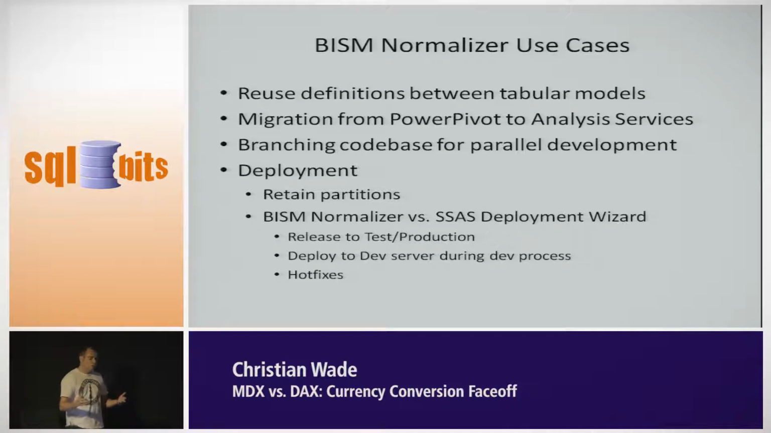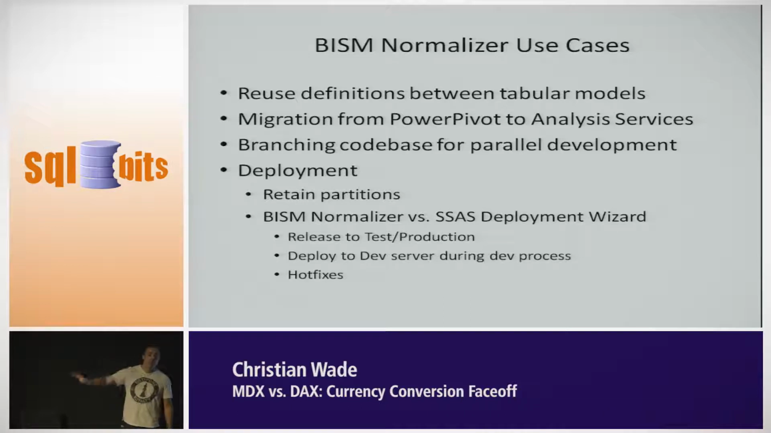For a regular release to test or production, I'm not trying to compete with the deployment wizard there. There are some extra features in the deployment wizard. You can run it from a command line. You can have it integrated into a TFS build. Now, I don't want to sound facetious, but I strongly suspect that there are a lot of projects out there that haven't gone to the trouble of setting up the deployment wizard with a TFS build that could benefit from an easy way of generating an XMLA script, handing it over to a DBA, associating it with a release, having it applied to test and production in such a way that retains partitions.